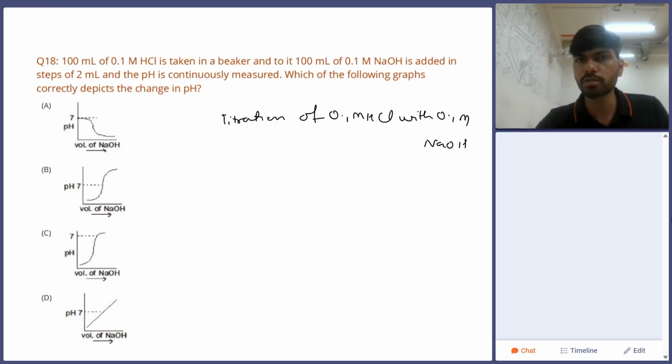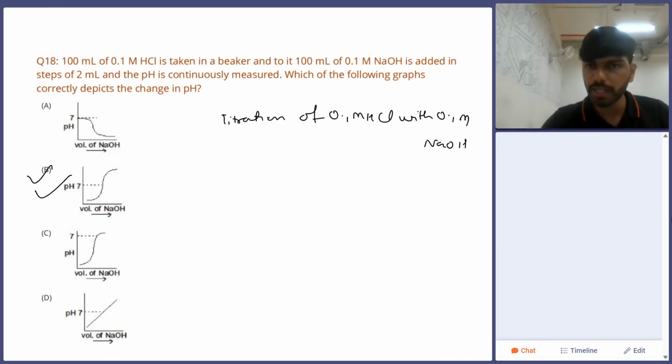Now, this is the process going on. When we start at pH 1, as NaOH is added, H plus ions are neutralized, increasing pH. Thus, the equivalence point occurs at 100 ml of NaOH, pH nearby 7. Beyond this, excess NaOH raises pH sharply, forming a sigmoid titration curve. So that's why option B is correct.